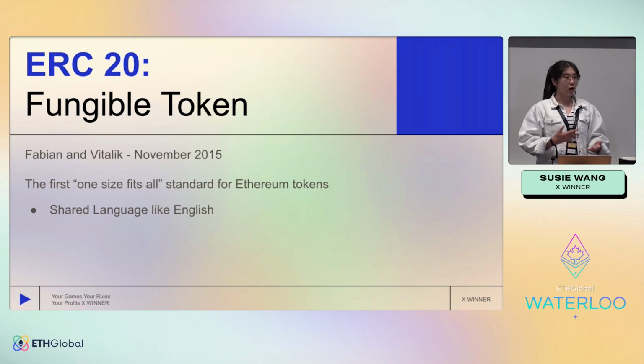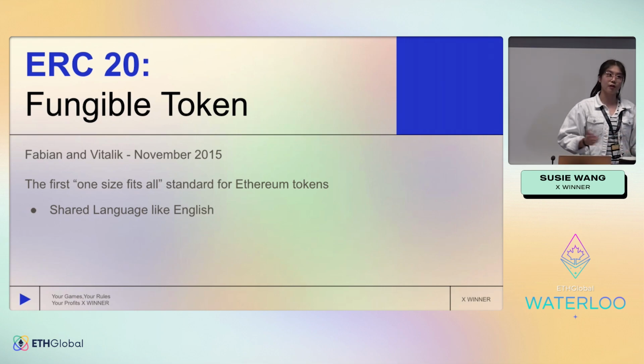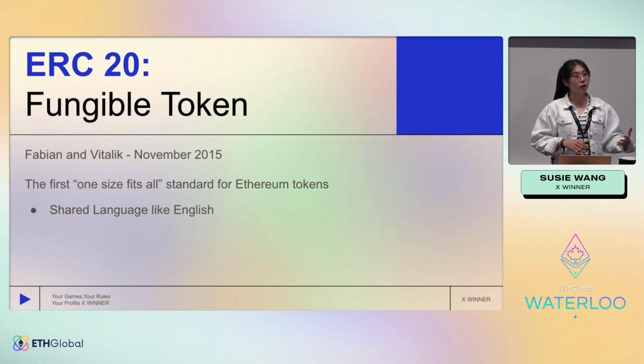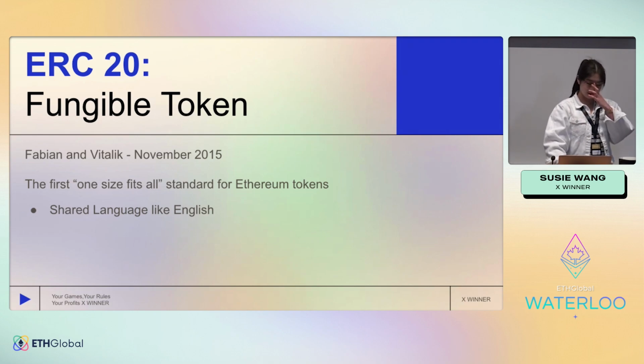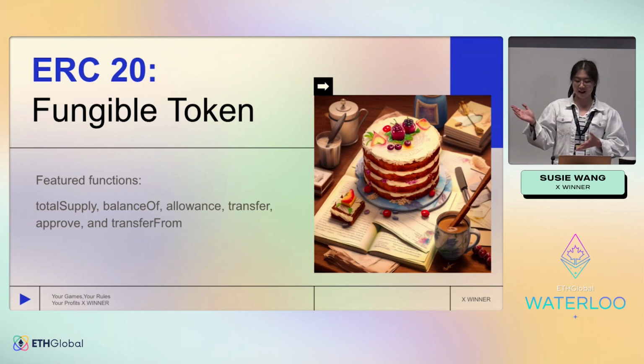So since we all use English, I can communicate with you and I can communicate with you. It's not really like other languages like Mandarin. There are definitely other token standards that fit maybe some regions, but not really like ERC20. And some feature functions, including total supply, balance of, allowance, transfer, approve, and transfer from.